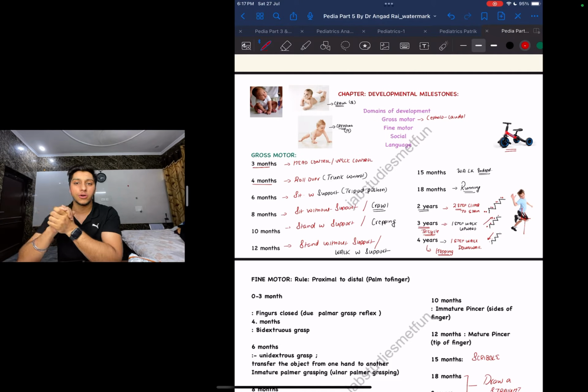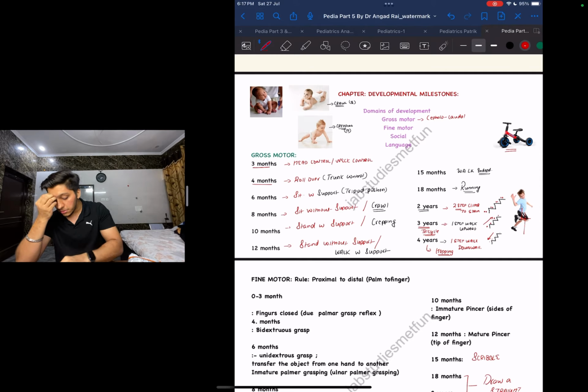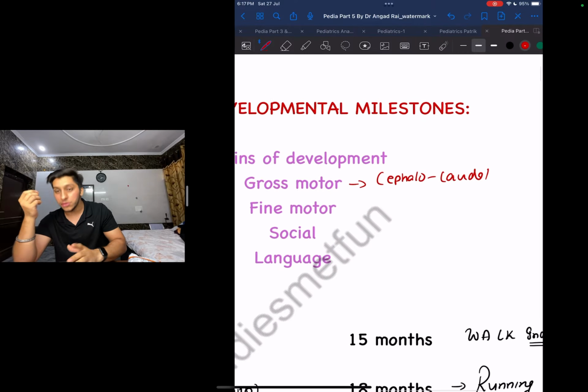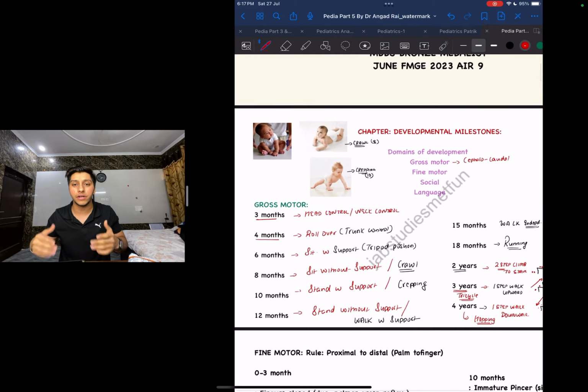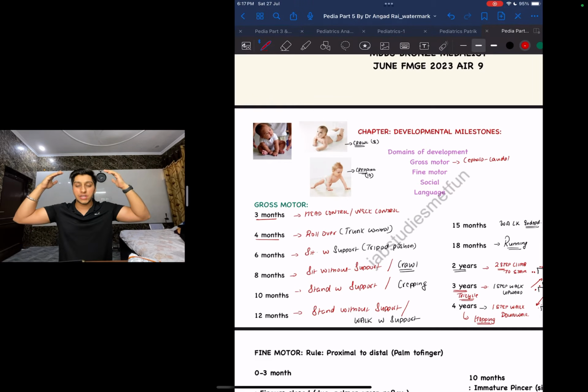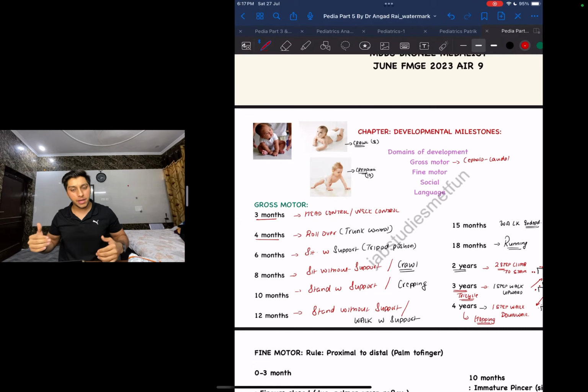First, we're going to talk about gross. Now for gross, guys, you need to remember the rule: it is cephalocaudal. What cephalocaudal means is that whatever movement or development occurs in the milestones, it starts from the head and then goes downwards to the toe. So head, then neck, then trunk, then the pelvis, and then the foot at the end.